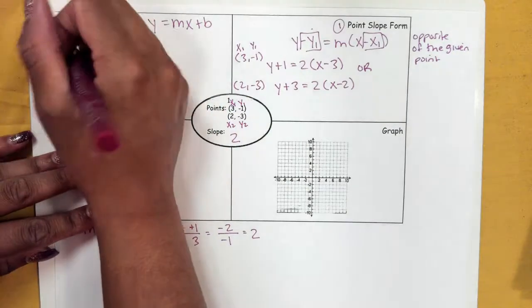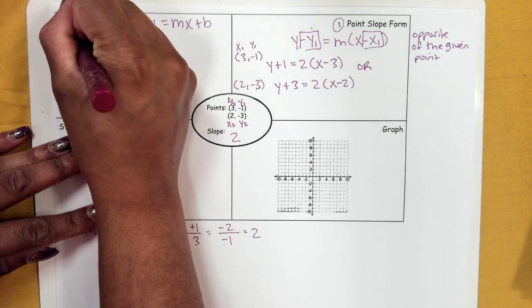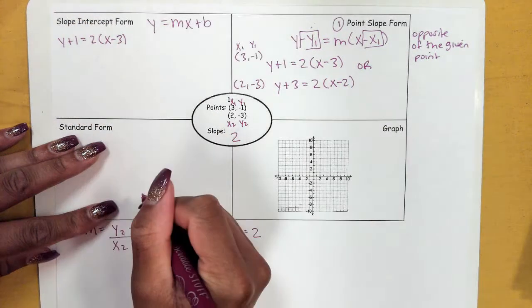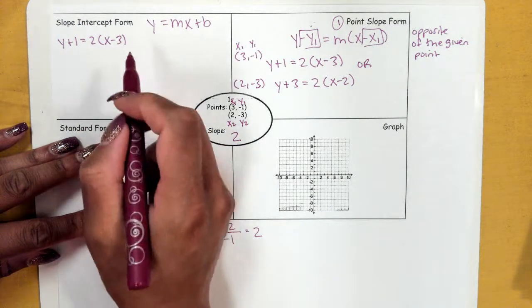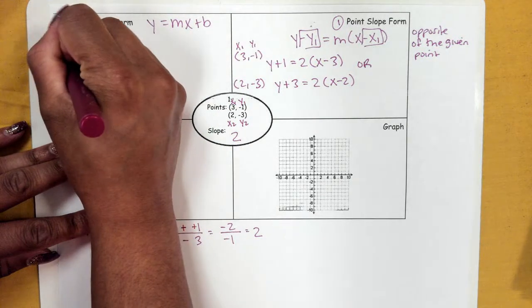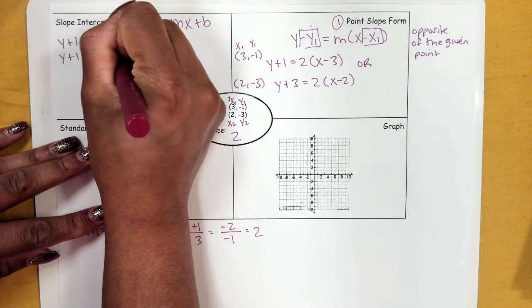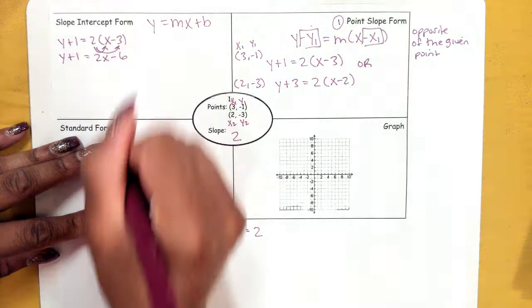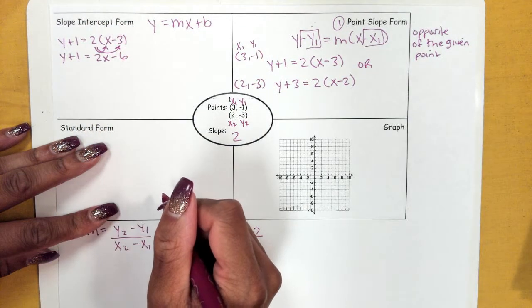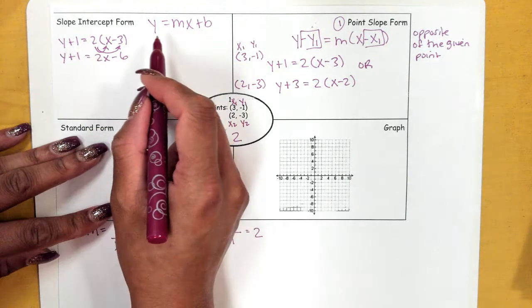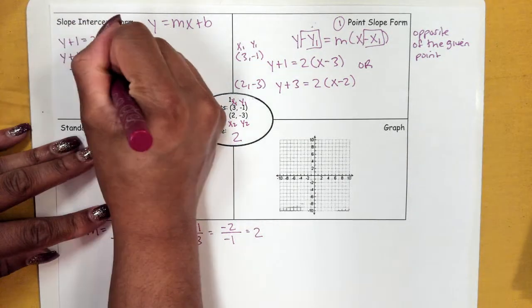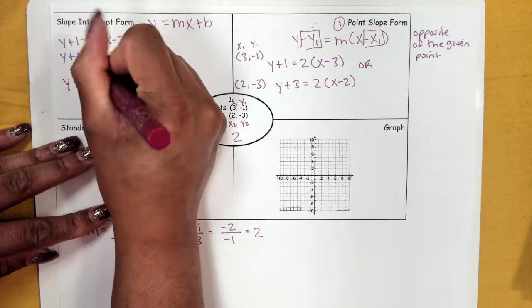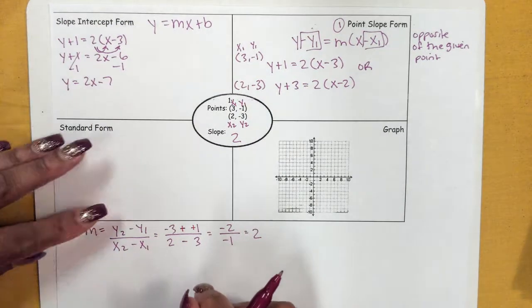So if we chose the first one, y plus 1 equals 2 times (x minus 3), I'm still going to distribute my 2 to x and to negative 3, and I end up with 2x minus 6. Okay, and so then I need y by itself, so I'm going to subtract 1. So I end up with y equals 2x minus 7.